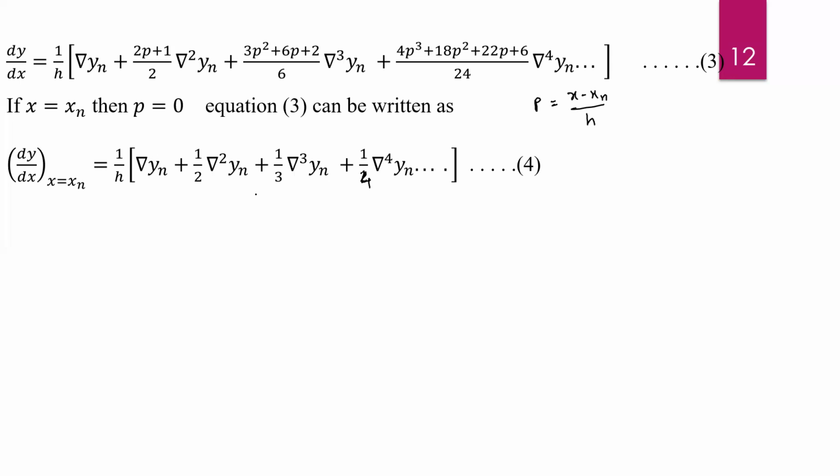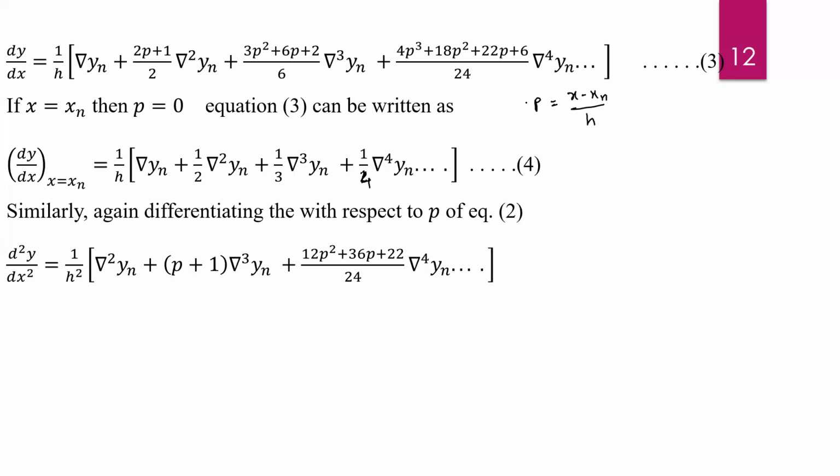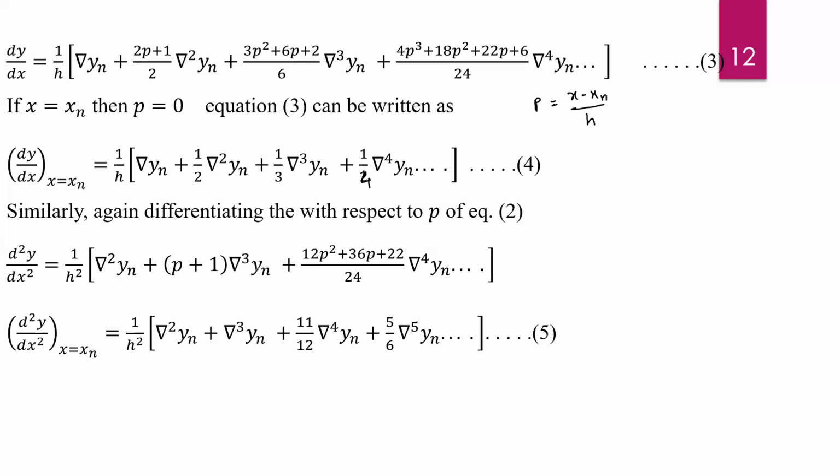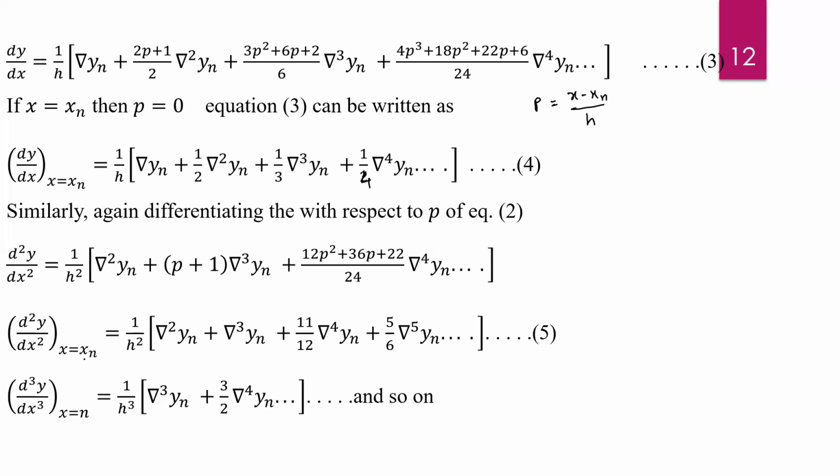Similarly, for the second order derivative, differentiate equation number 2 with respect to p and simplify. Then we get 1 upon h square times the second order derivative of y with respect to p. Substitute p equal to 0. When we put x equal to xn, that is p equal to 0, we get the second order derivative of y with respect to x at the last point. Similarly for the third order derivative and so on. Let us discuss a numerical example on this topic.